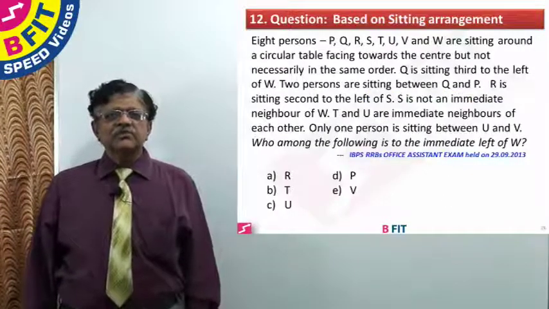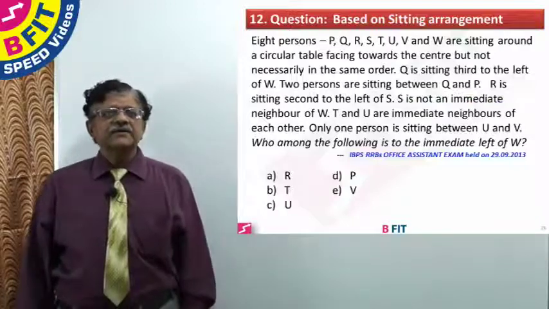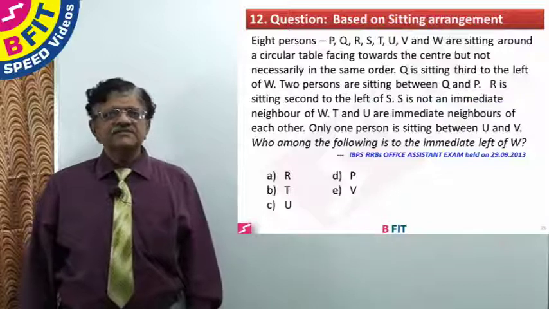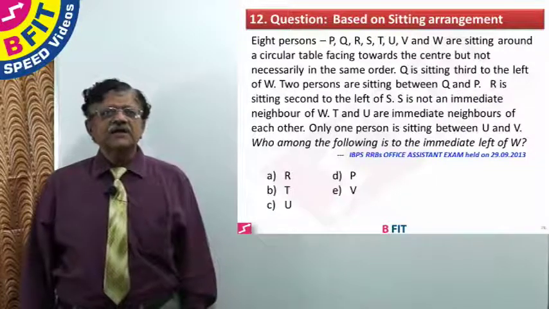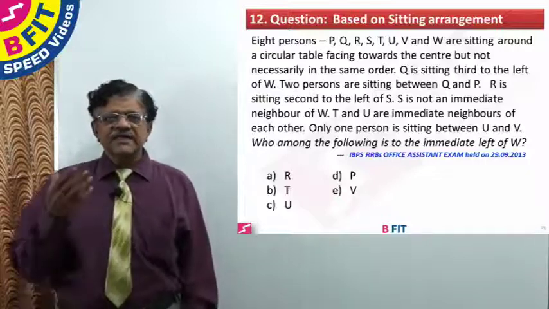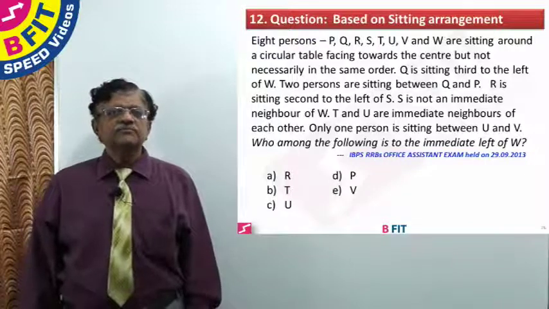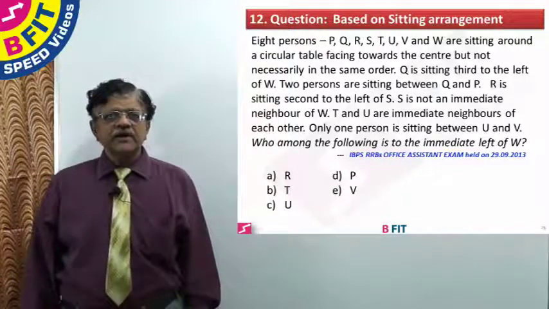Let us look at the next question, question number 12, which is again based on sitting arrangement. 8 persons P, Q, R, S, T, U, V and W are sitting around a circular table facing towards the center but not necessarily in the same order. Q is sitting third to the left of W. 2 persons are sitting between Q and P.